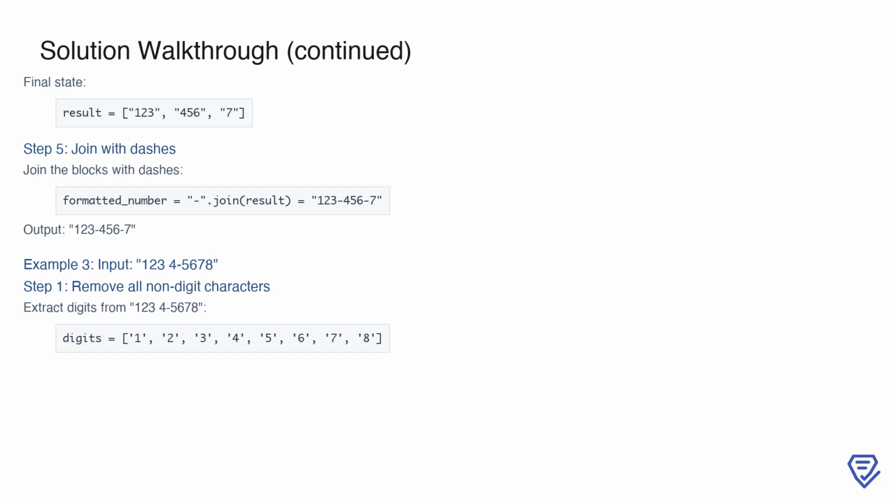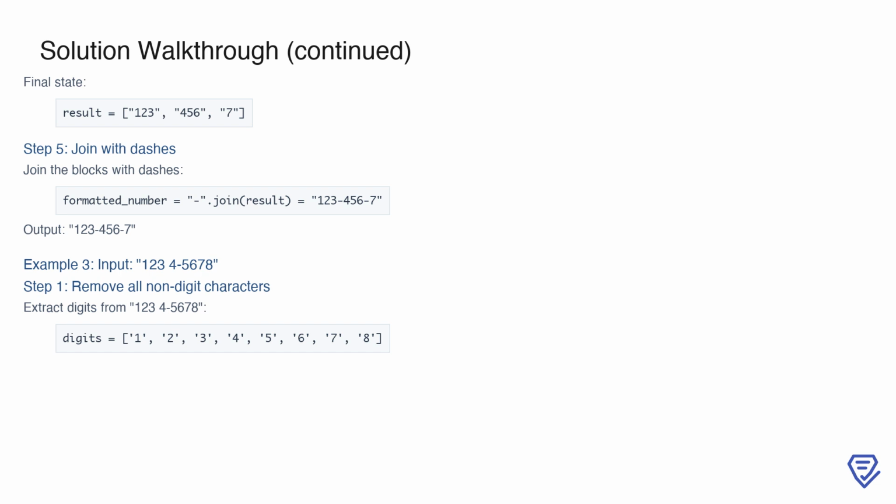The last step is to join these blocks with dashes. When we join 123, 456, and 7 with dashes, the formatted phone number becomes 123-456-7. The output for this example is 123-456-7. Now, for the third example, we start with the input string "123.4 5678".